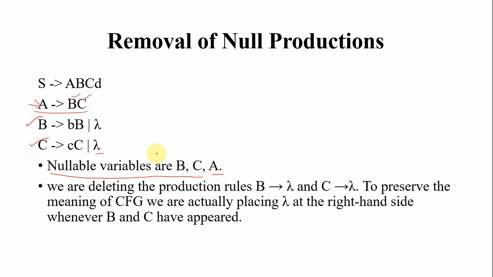And the point is, we are not going to remove the nullable variables altogether. We are going to remove only the null productions. We should be very clear on that. So we are trying to delete the productions B gives lambda and C gives lambda, but without sacrificing the meaning of the CFG, to preserve the meaning of the CFG. What do you mean by that? It should generate the same language as it did before. So we are going to place lambda on the right hand side of the productions wherever B and C are appearing in the given set of productions.